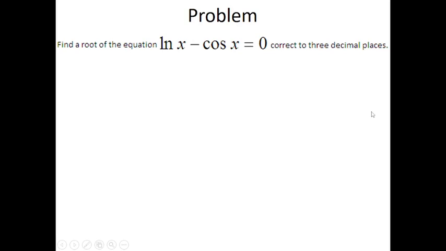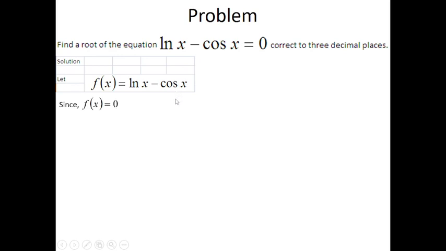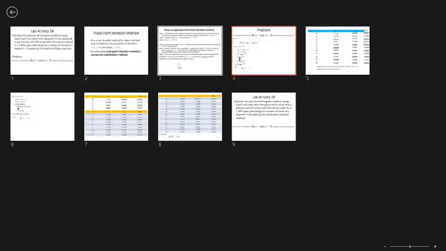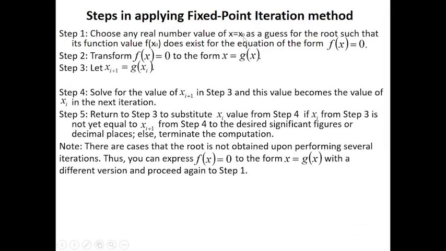So here's the problem. Same problem. Find the root of the equation ln x minus cosine x equals 0, correct to 3 decimal places. Solution. So you let f of x equals ln x minus cosine x. And then, since f of x equals 0, okay? So ano ba yung step 1? Tignan natin. Step 1. Choose any real number value of x equals x sub 0 as a guess. Manghuhula tayo. Such that its function value f of x sub 0 does exist.